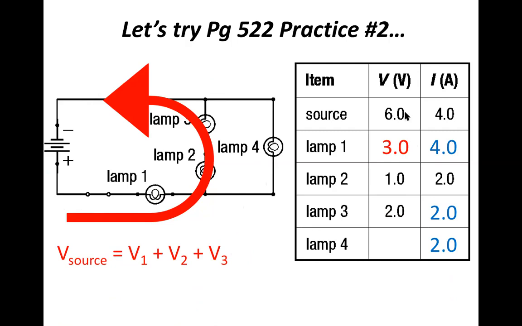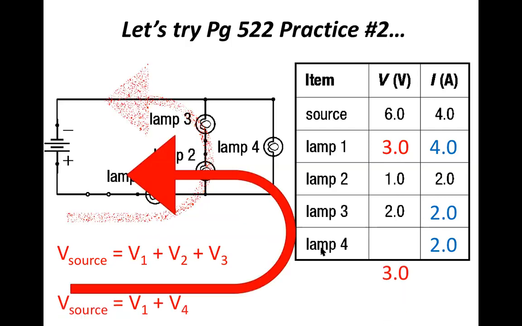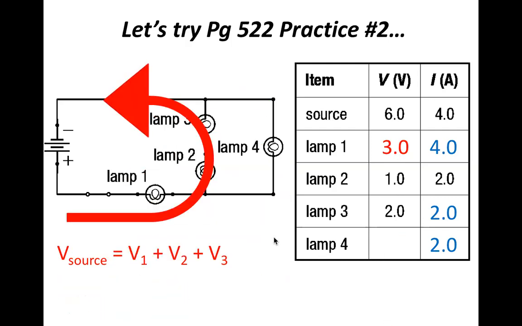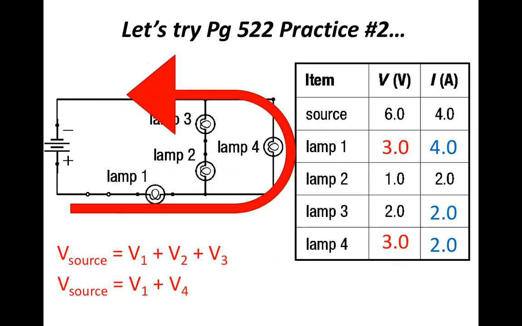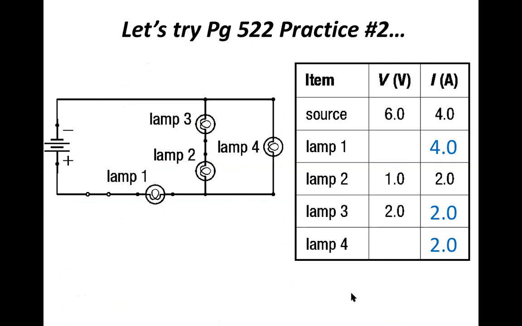So 6 equals something plus 1 plus 2. That something is 3. And then the other electron path is V source equals V1 plus V4. So some electrons will never see V2, will never drop off energy at lamp 2 and 3. So to solve for V4, we can write this statement, and we have 6 minus 3 gives us 3 volts.